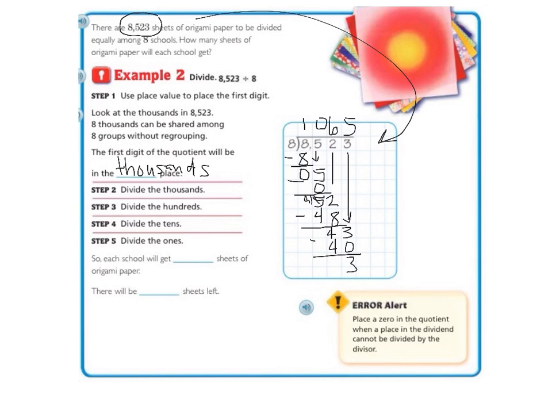And when I get down to the end, as long as this number is smaller than the number I'm dividing by, then I'm good. It means that I have a remainder. So I have 1,065 remainder 3. So each school is going to get 1,065 sheets of paper. When I can't share a piece of paper among 8 different schools, that would be too tiny. So there will be 3 leftover sheets of paper.